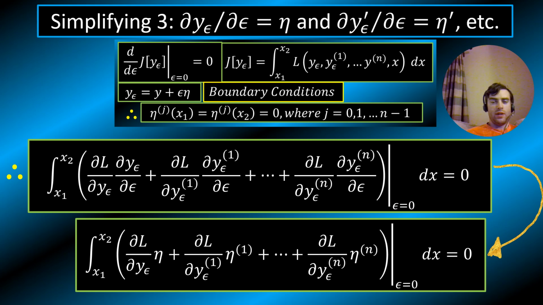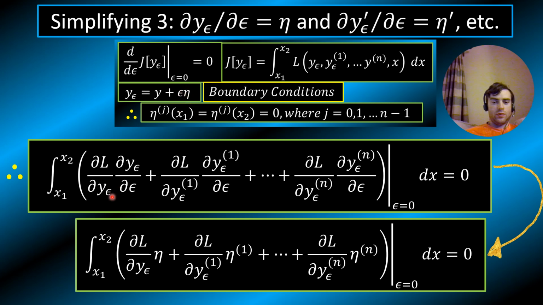And the third step is to recognize that the partial derivative of the jth derivative of y sub epsilon with respect to x, with respect to epsilon, is equal to the jth derivative of eta with respect to x. And that is because you have this equation over here. If you take the derivatives on both sides, you're left with the etas right there.